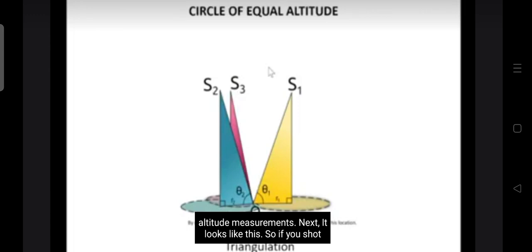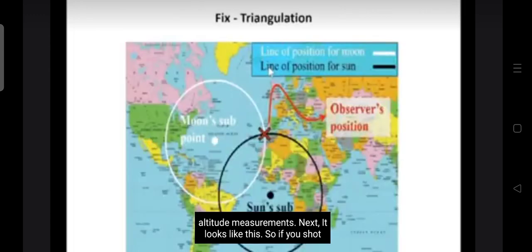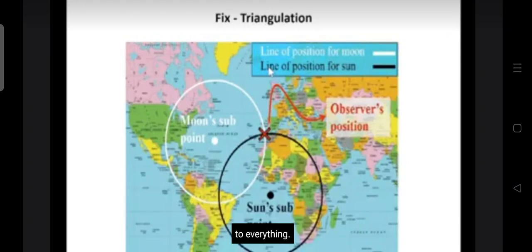Next. It looks like this. So if you shot two stars, you'd have the subpoint or the GP of the moon and the sun right there. And where the cross is where you are. Now, you know that you took off from Spain and you're somewhere near the coast of Morocco. So it wouldn't be the one in Brazil because of your dead reckoning the day before. So now you know exactly where you are in relationship to everything. Next.